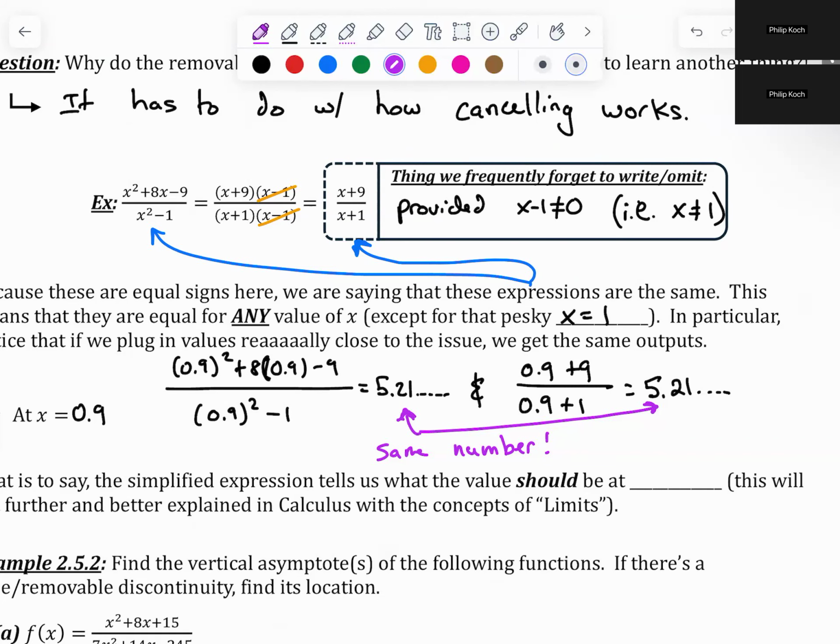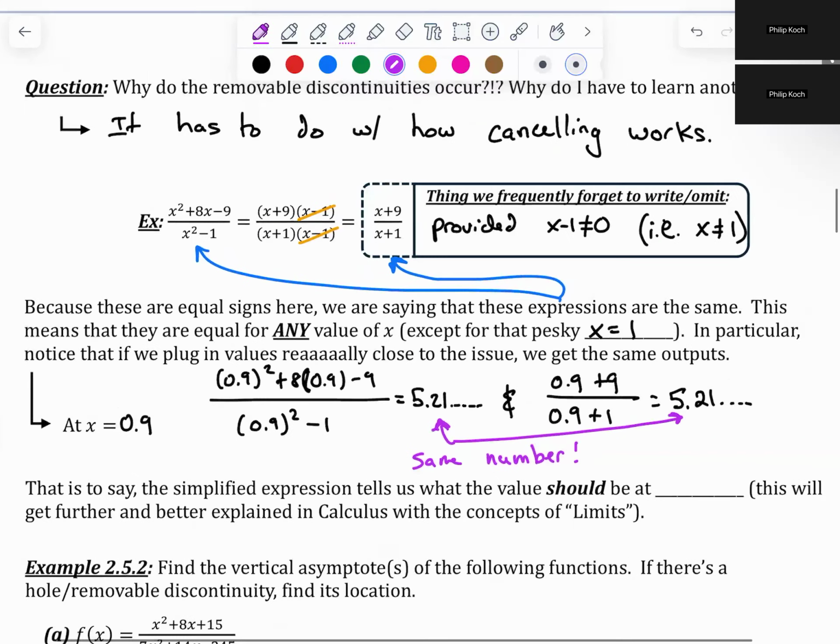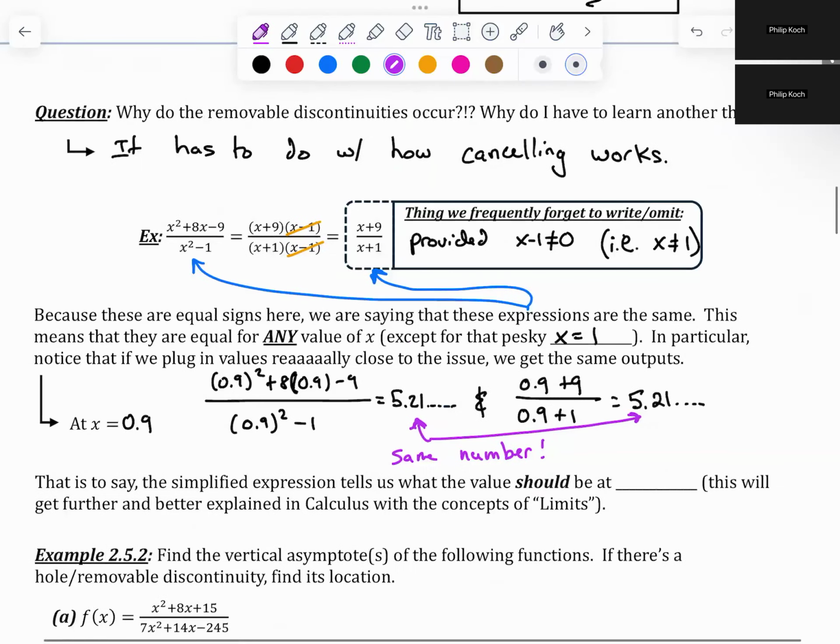So why am I even doing this? Why am I mentioning this? I could do this with any number close to 1. I could do 0.99. I could do 0.9999999. I could do even more. I could do 1.000001. And each time, the two numbers will agree. The two values will be the same because everywhere except for 1, they're the same.